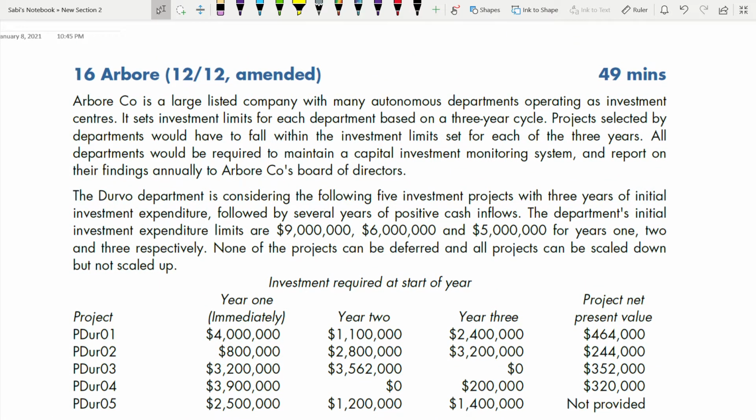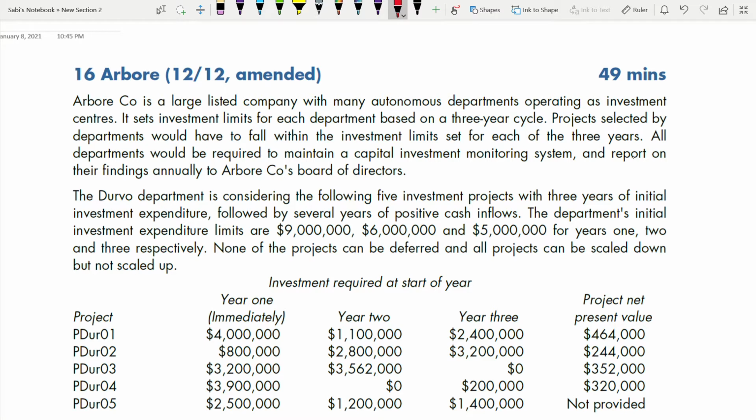Arbore company is a large listed company with many autonomous departments operating as investment centers. It sets investment limits for each department based on a 3-year cycle. Projects selected by departments would have to fall within the investment limits set for each of the 3 years. All departments would be required to maintain a capital investment monitoring system and report on their findings annually to the company's board of directors.